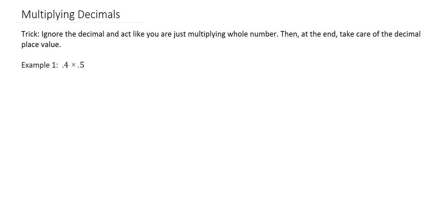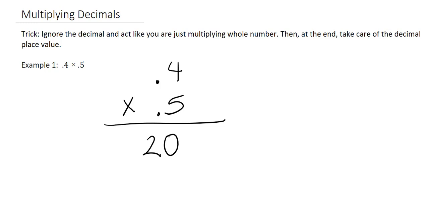Notice it's very similar to the last video, right? The 4 times the 5. That is done on purpose just to show you how we deal with the place value. So we're going to just go ahead and ignore the place value in terms of the decimal, right? We're just going to line it up like this. And so we go 4 times 5.